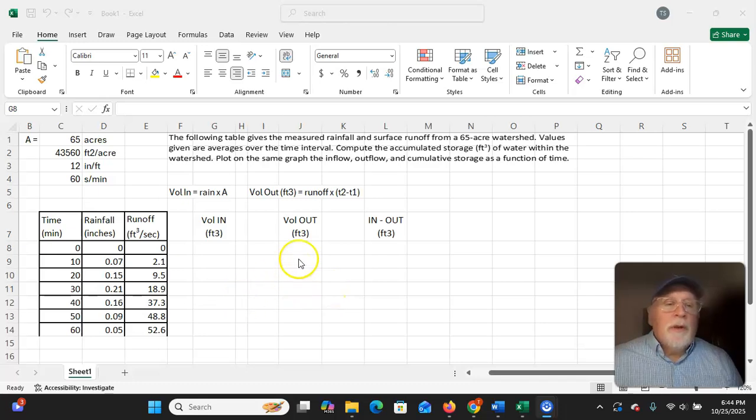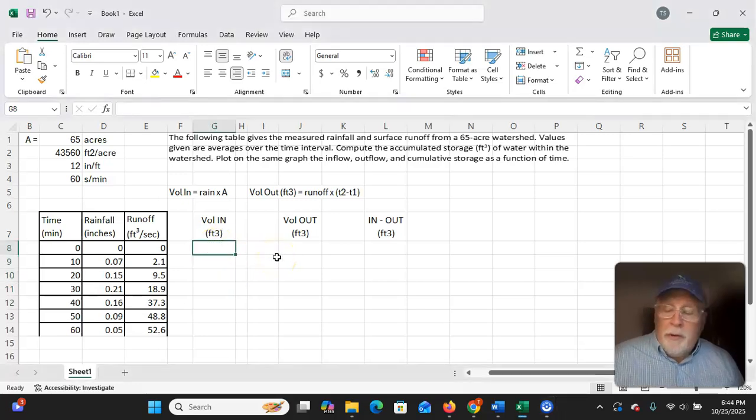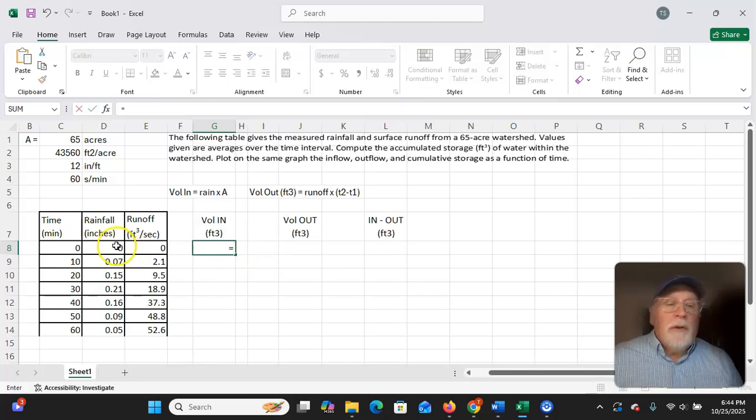The unit conversions I'm going to need are 43,560 feet squared per acre, 12 inches per foot, and 60 seconds per minute. So the volume coming into the watershed, first one's going to end up being 0, but I'll type the formula in there. So it's going to be the rainfall that came in there in inches times the area, 65 acres.